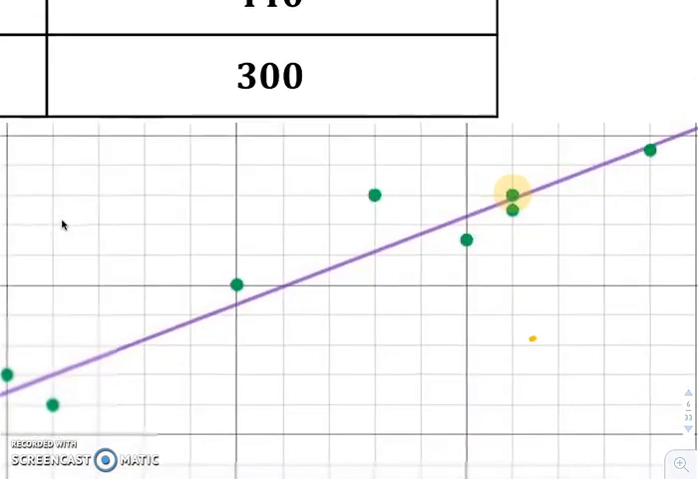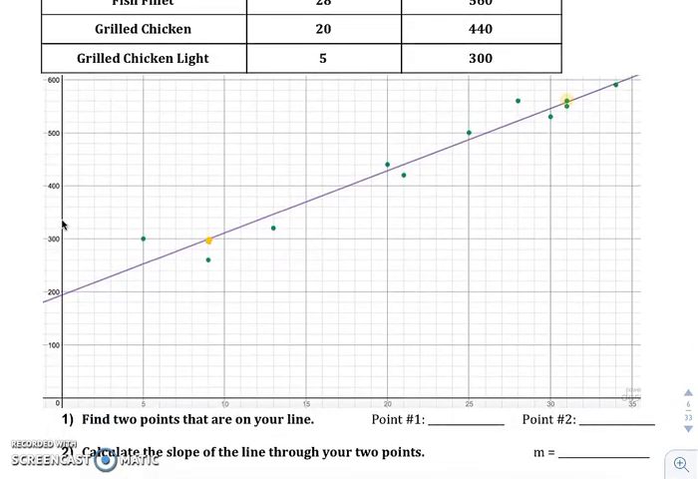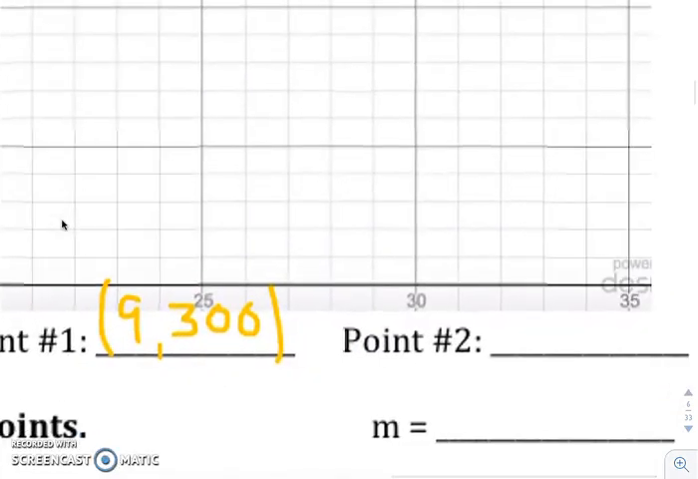And then I'm just going to pick a point that would be on the line. So I'm going to go down towards the beginning. I'm going to pick that point here. So my 2 points are, this first one is 9 grams of fat, 300 calories. And my second point is 31 grams of fat and 560 calories. So 31, 560.